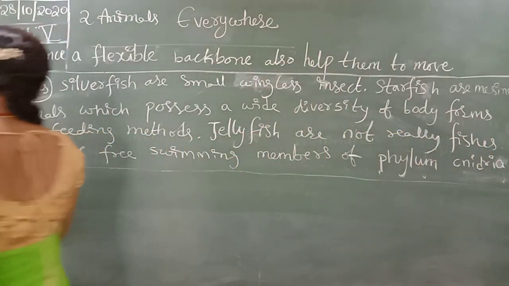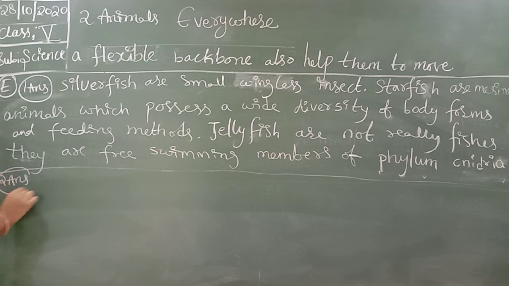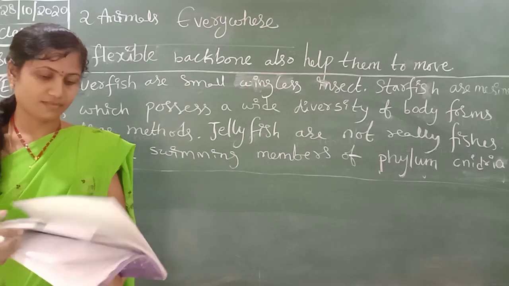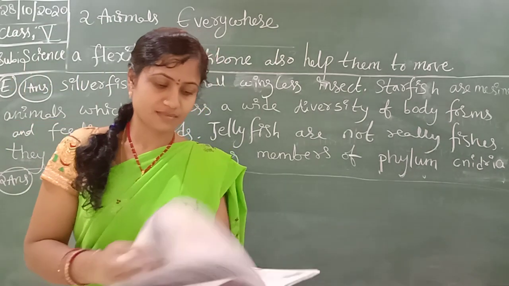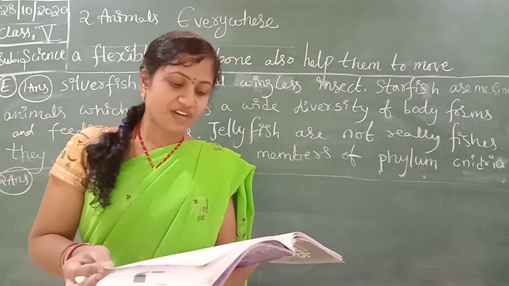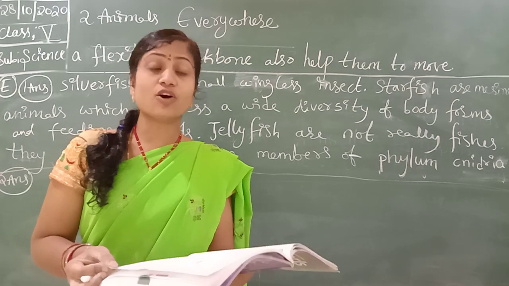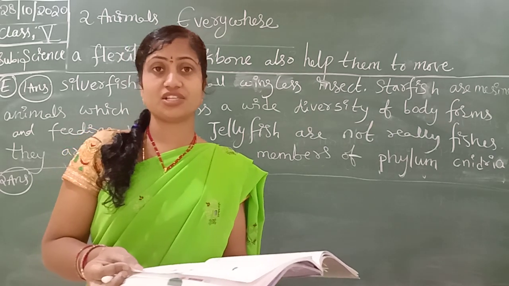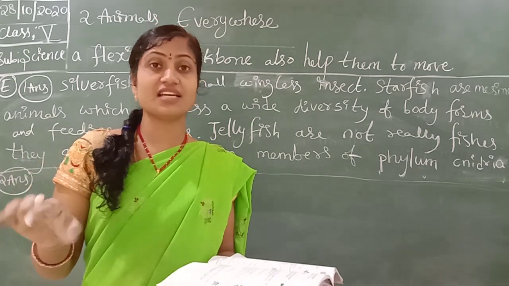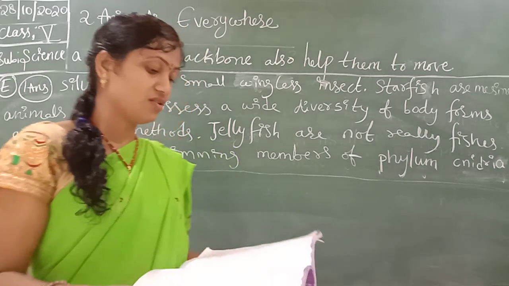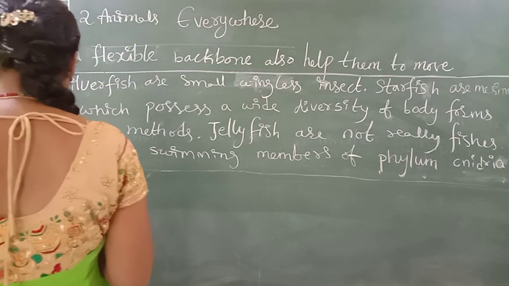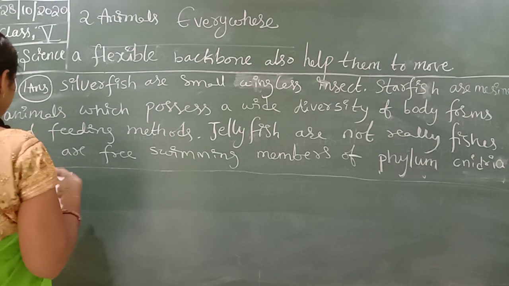What is the second question? What is the difference between an owl and an ostrich? Owl, it can fly in the sky. Ostrich, a heavy body, no, it cannot fly. It is a flightless bird. So, write down. Owls have large forward facing eyes and ear holes.